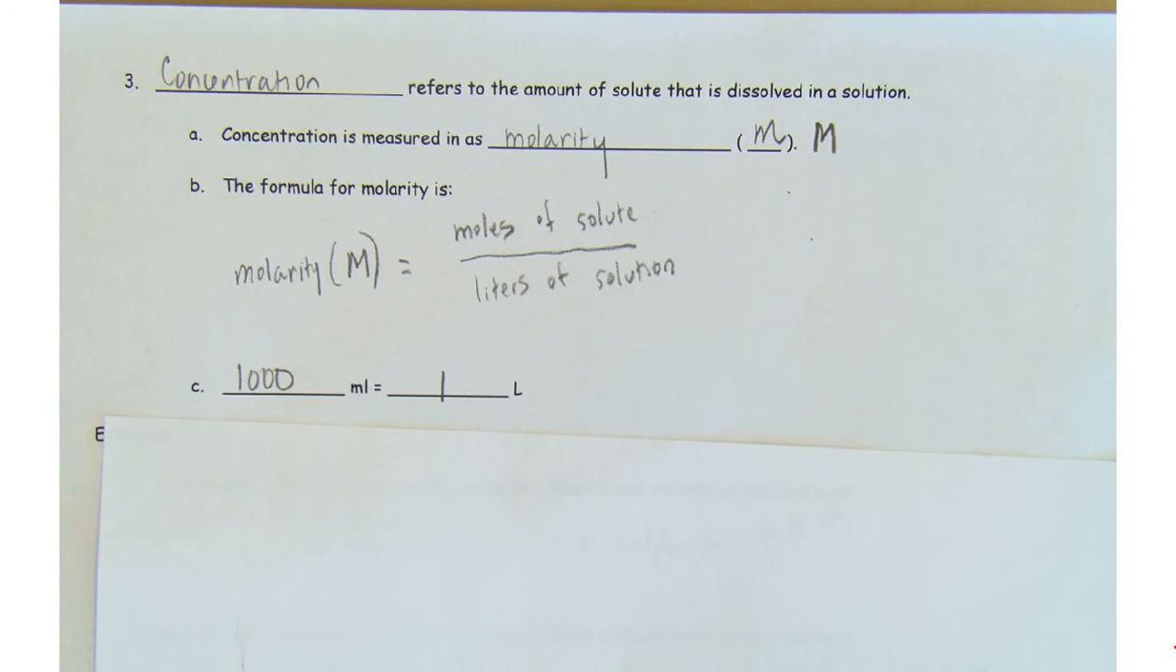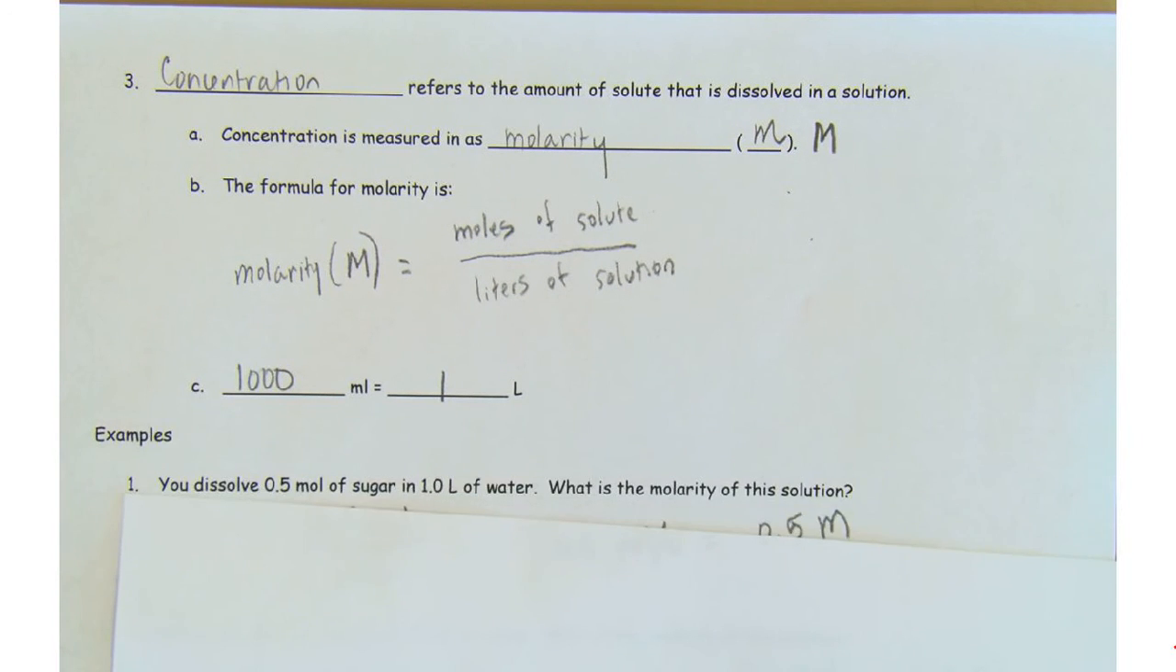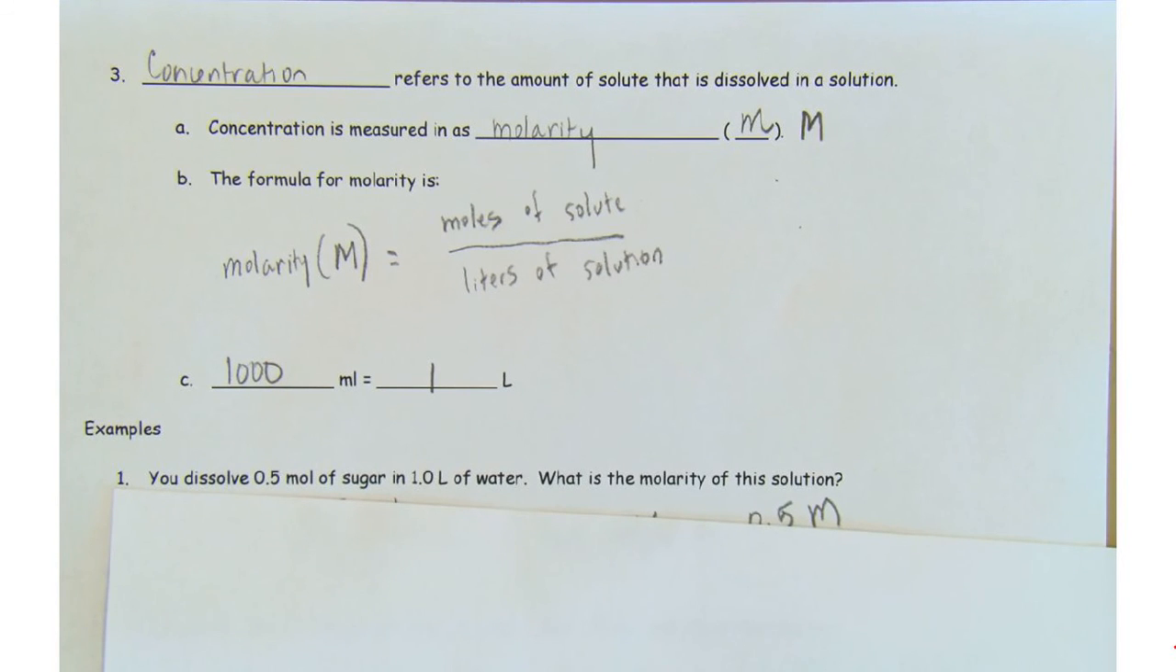Oftentimes, for example, when you use a graduated cylinder, it measures in milliliters. Well, if you need to calculate molarity, you need to convert to liters. So this relationship will be very helpful: 1,000 milliliters equals 1 liter. So now I'm going to do some examples.